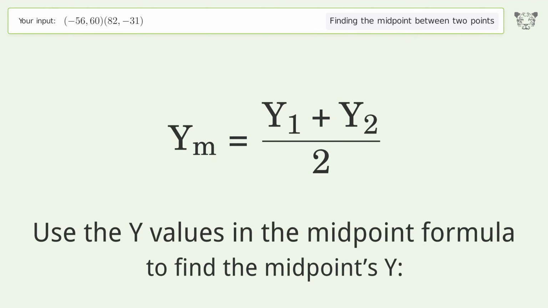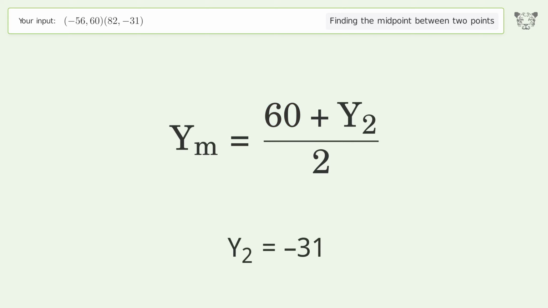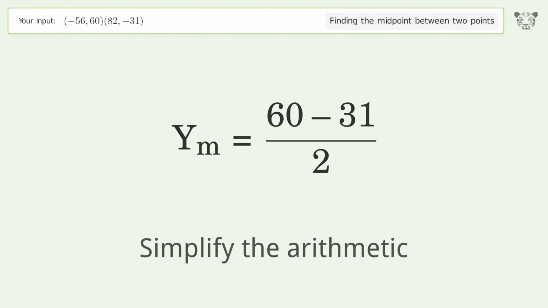Use the y values in the midpoint formula to find the midpoints y. y1 equals 60. y2 equals negative 31. Simplify the arithmetic.